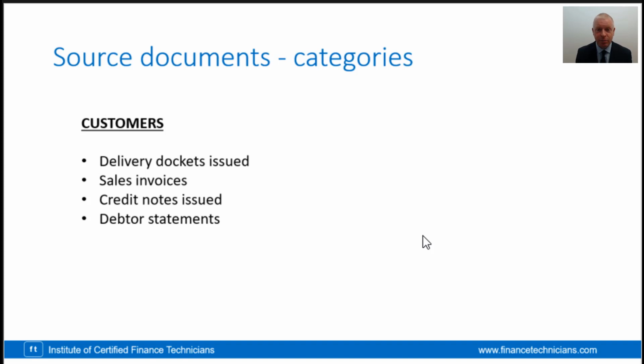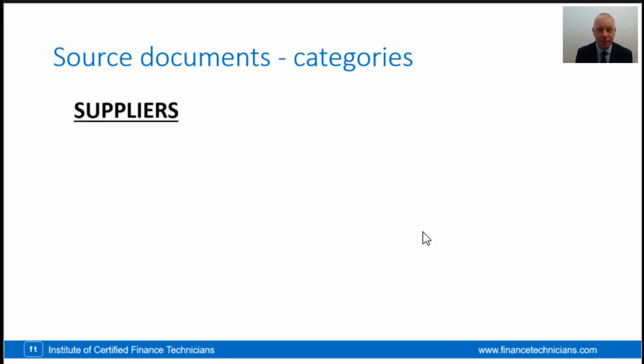So let's have a look then at suppliers. And suppliers generate a certain amount of information as well via source documents. So purchase orders issued. Sometimes it can be the case that you may have to issue a purchase order to your supplier prior to them supplying you with a product or service, and that is just an official order as such, and that might have an order number on it which will enable the supplier to get the order ready for your acquisition as such.